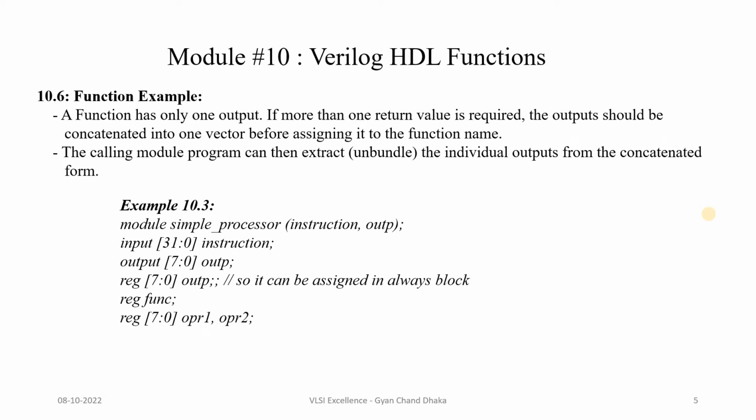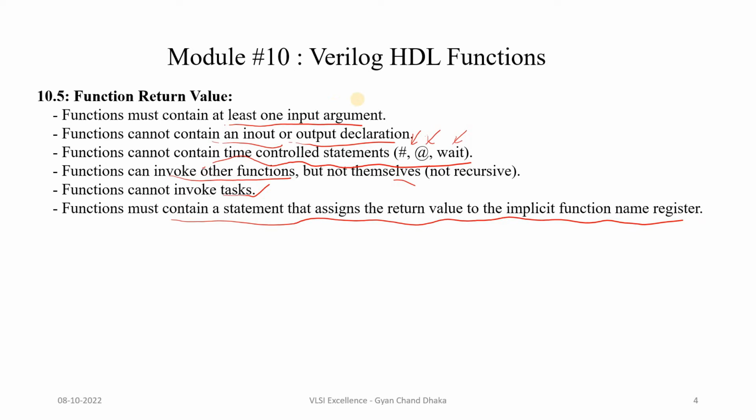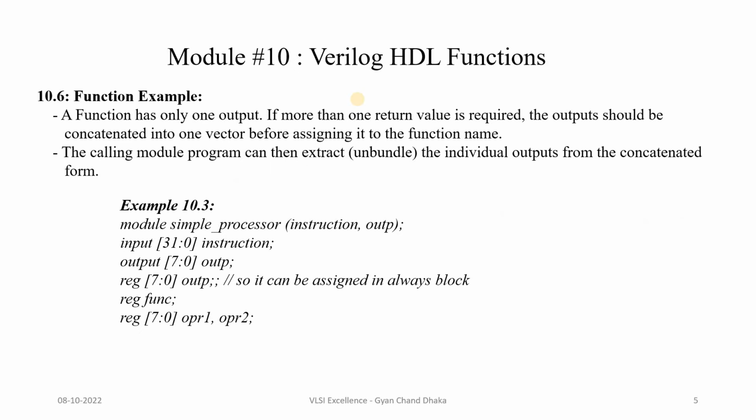Now let's see one example here. Since a function can only have input arguments, it does not have inout or output declarations. So the function returns a value through the implicitly declared variable. Whenever we assign a value to the implicitly declared variable, it returns the value through that variable, without any output declaration. So a function has only one output, and that output is the function return value.